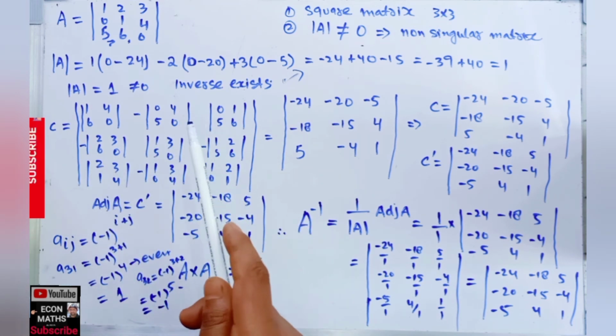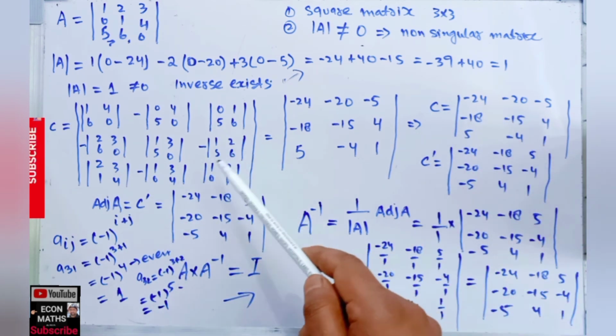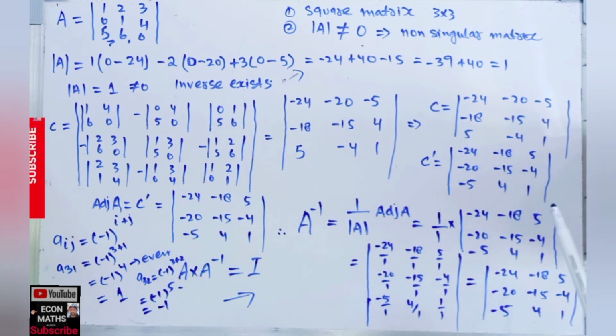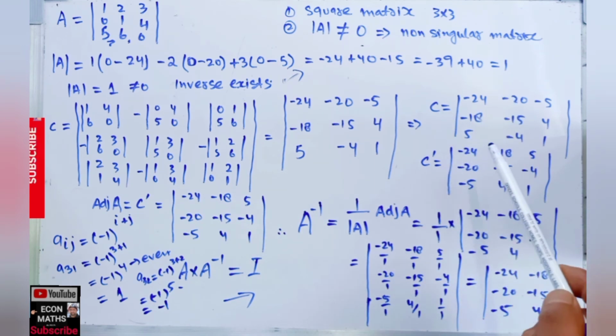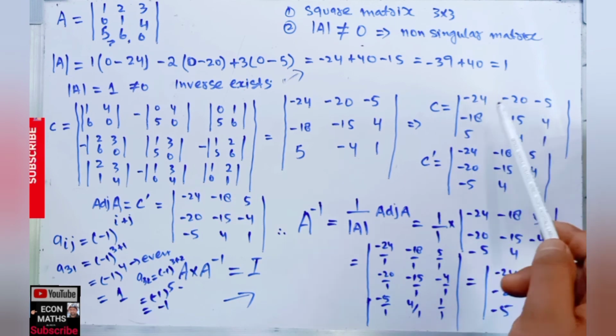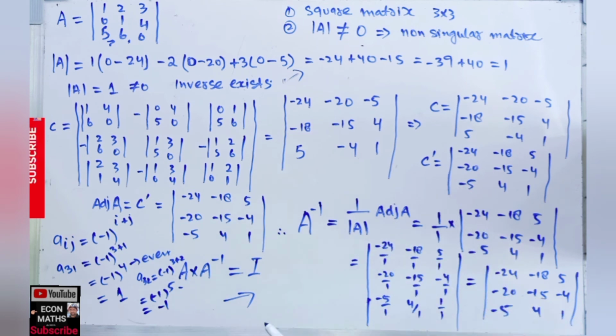Now first we find the cofactor matrix. After solving this, we get this matrix. Now we take the transpose of the given cofactor matrix. Transpose of a matrix is interchanging the rows with the columns. Here the row will become the column. After that, the adjoint is given as the transpose of the cofactor matrix. So this is the adjoint matrix. That is, the adjoint matrix is the transpose of the cofactor matrix.